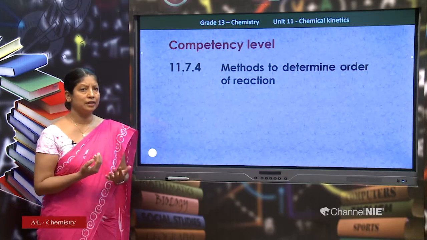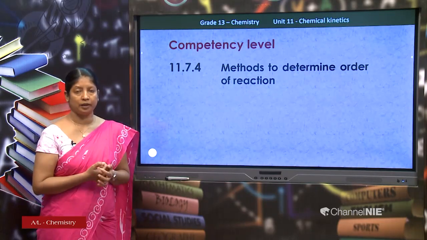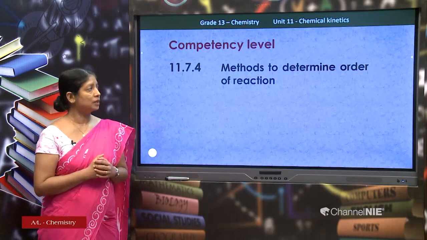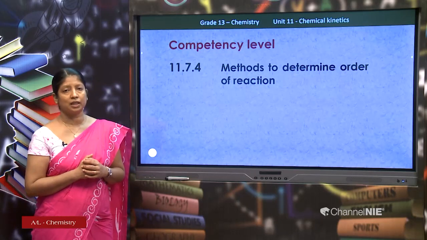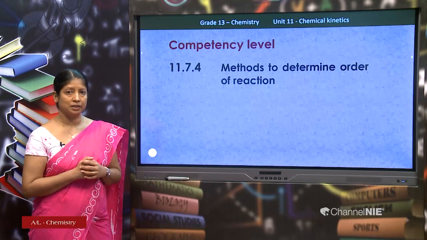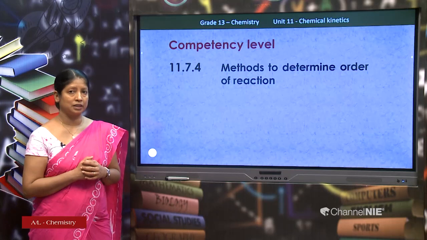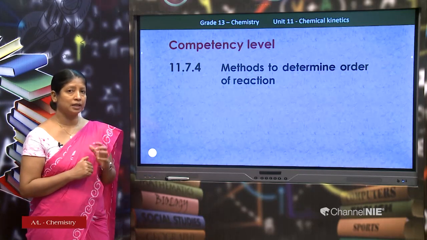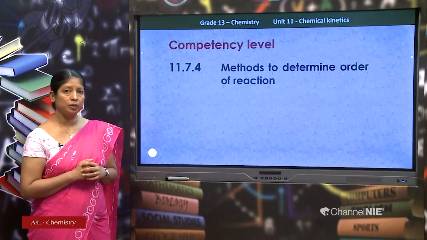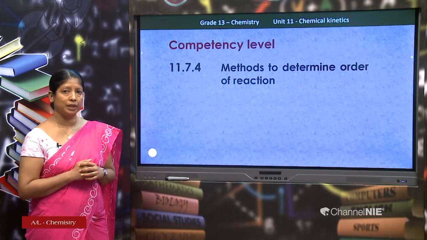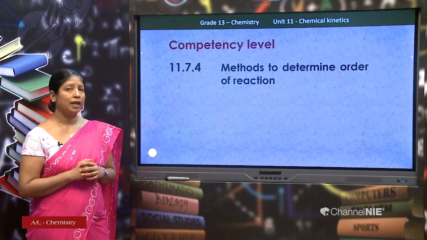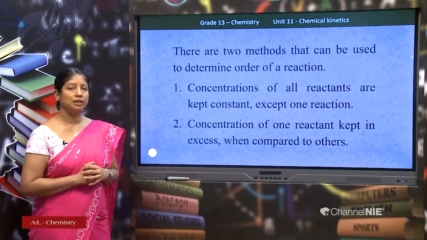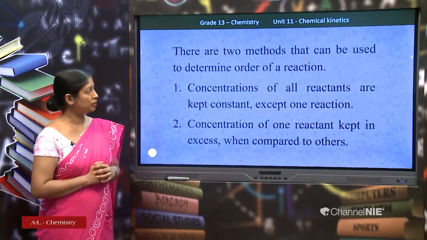Now, in a previous lesson we discussed what this order is. If you can remember, the rate law gives the exact relationship between the rate and the concentration of the reactant. So, order is something which gives this exact relation. Let us see how we determine this order with respect to a certain reactant, and there are two methods. What are the two methods that we can use to determine the order of the reaction?